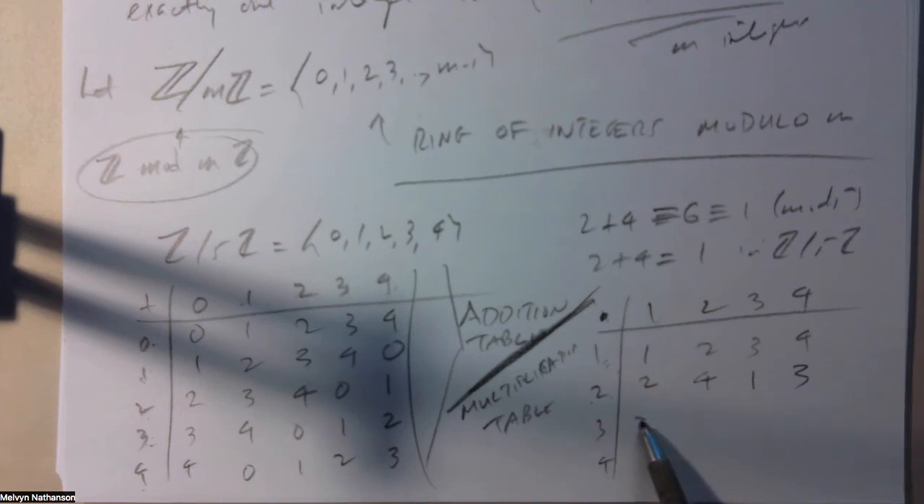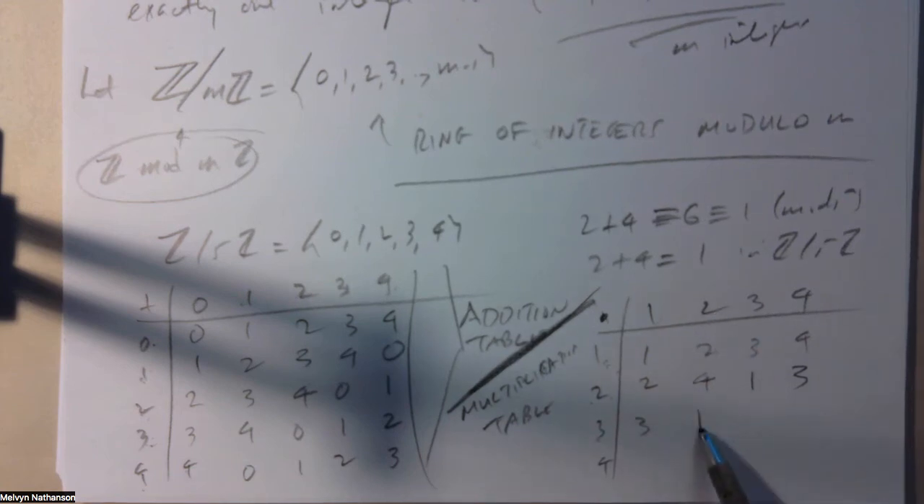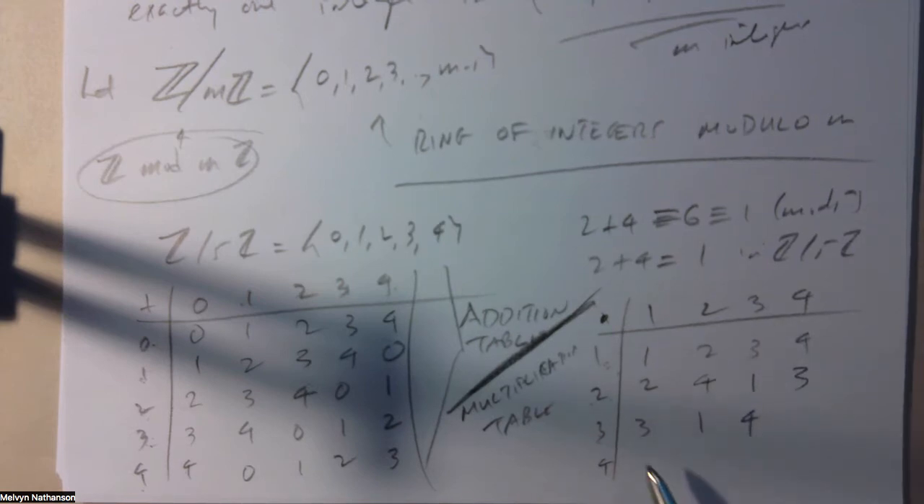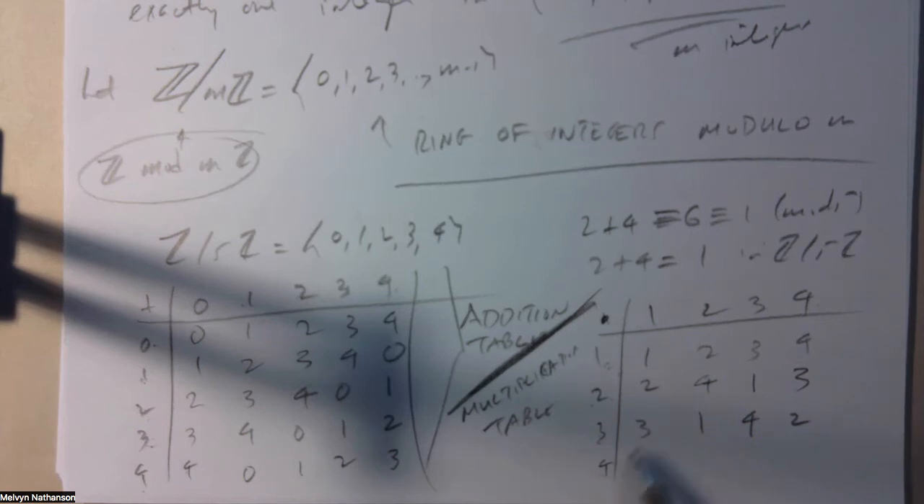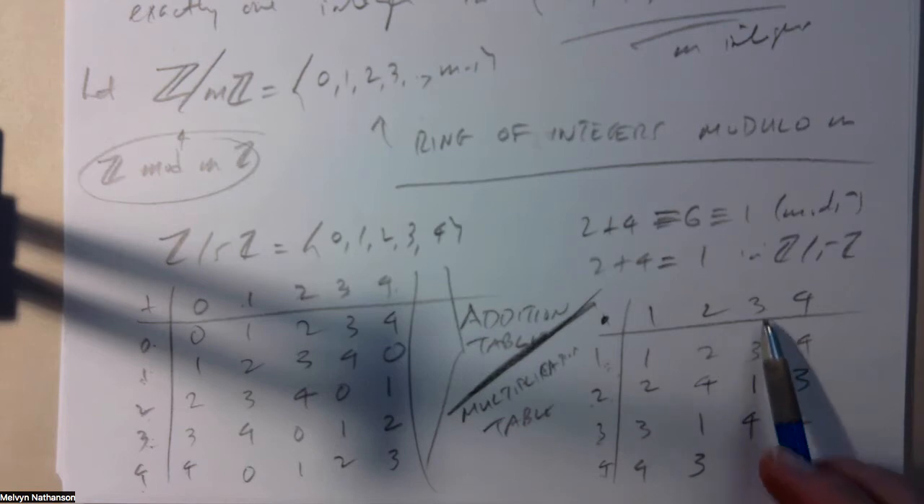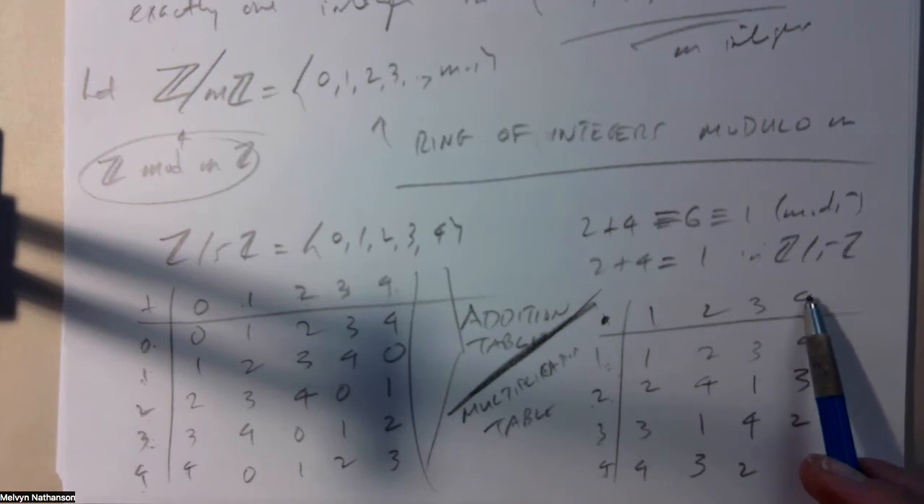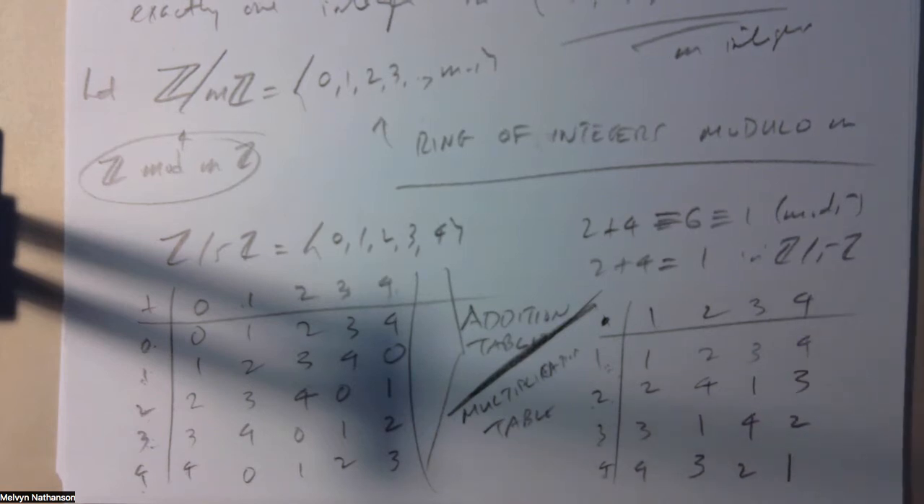3 times 1 is 3. 3 times 2 is 6, which is 1. 3 times 3 is 9, which is 4 modulo 5. 3 times 4 is 12. You divide by 5, you get a remainder of 2. 4 times 1 is 4. 4 times 2 is 8, which is 3 mod 5. 4 times 3 is 12, which is 2 mod 5. 4 times 4 is 16. You divide 16 by 5, you get a remainder of 1. So this is the multiplication table.